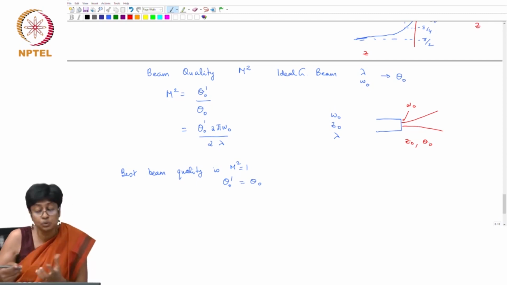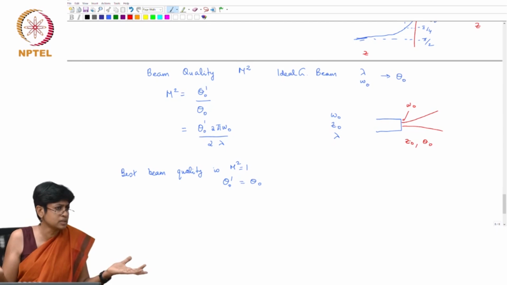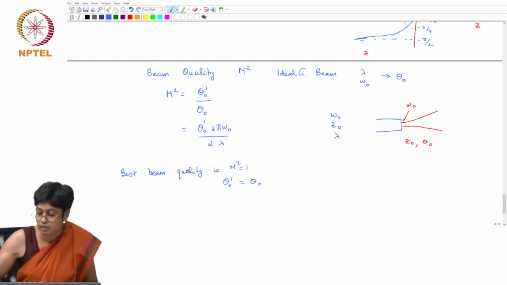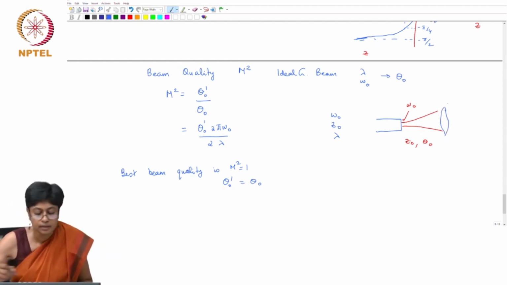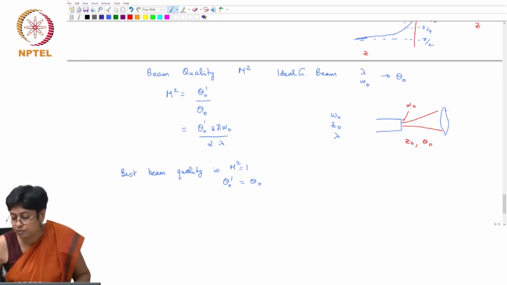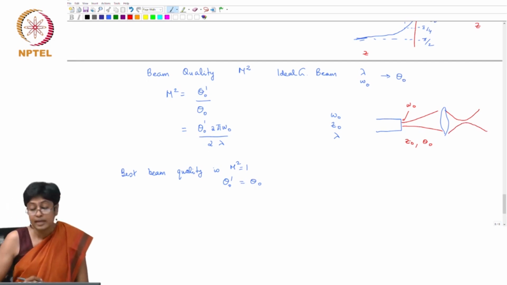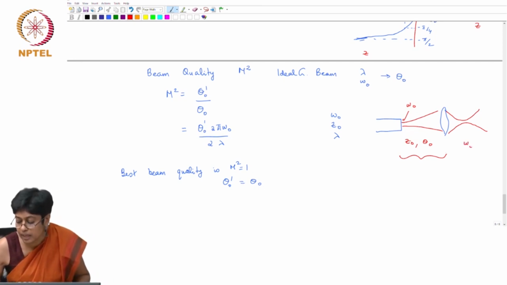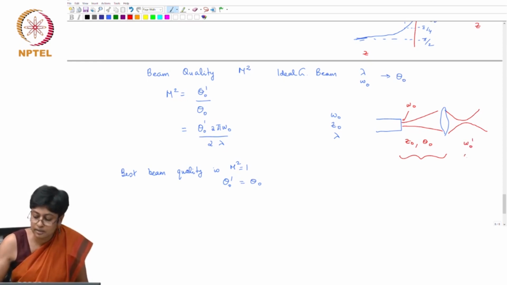Now you could ask, does that mean I can never change it, that I'm stuck with this omega naught forever? You can change the omega naught, of course. Why do we use lenses? You use lenses to change the focal spot size. So I could put in a lens that tightly focuses, so it does this. In this region, the beam came out with an omega naught, a z naught, a theta naught. After the lens, the beam will have an omega naught dash, a theta naught dash, and a z naught dash.